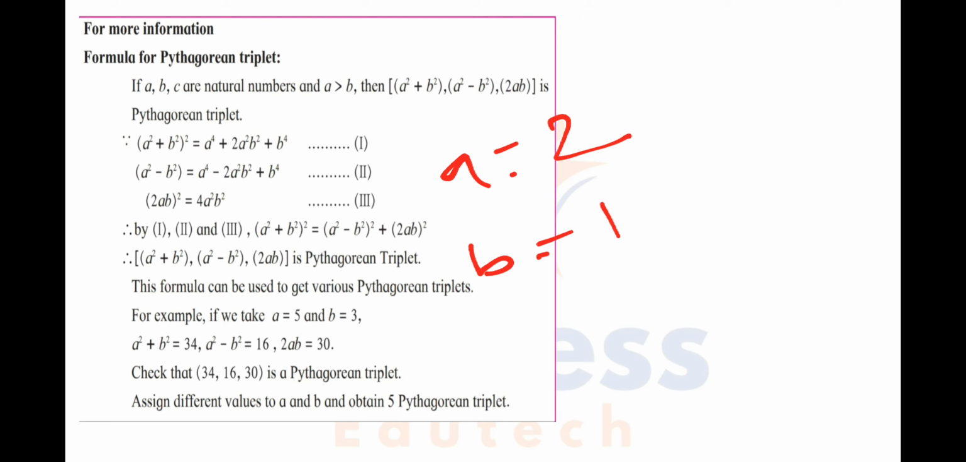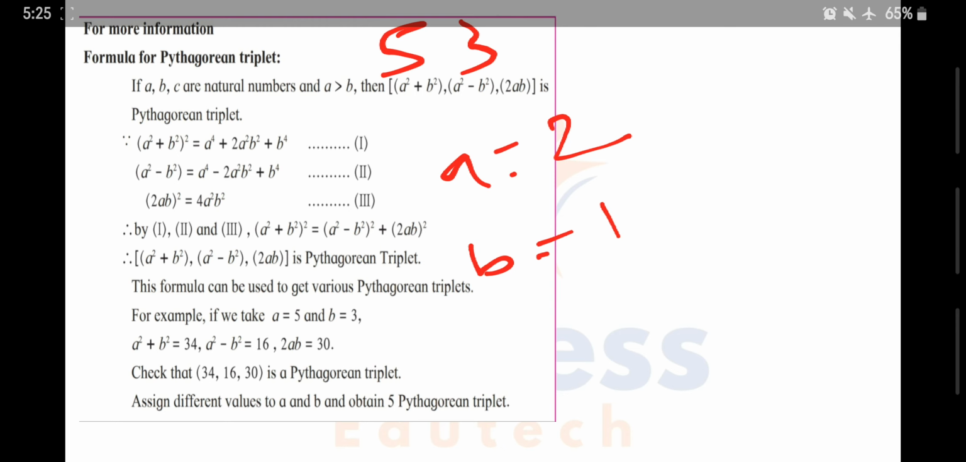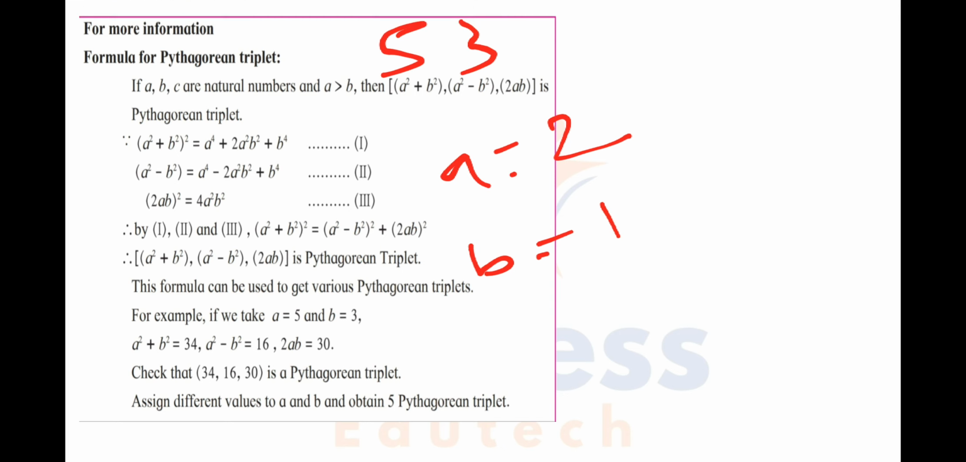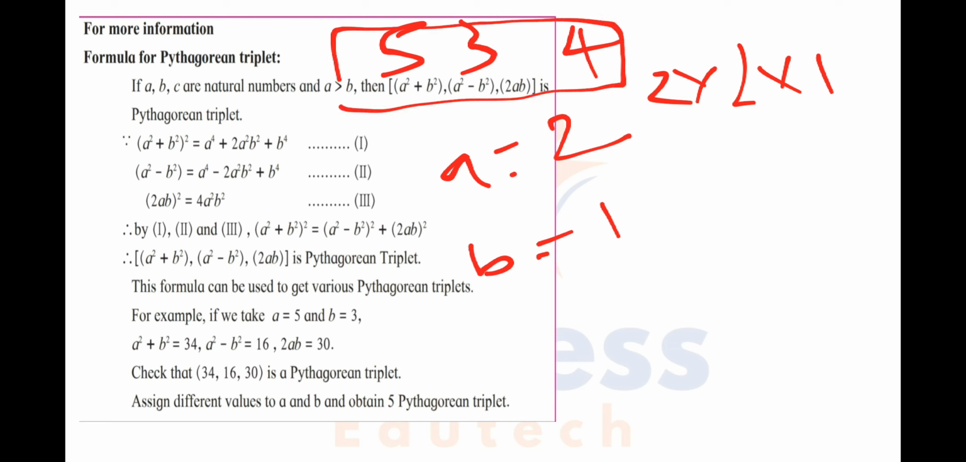Now check whether with these two combinations we get a Pythagorean triplet or not. If I make A square plus B square, then A square is 2 square, which is 4, and B square is 1 square, which is 1. So I get the first number as 5. The second number is 2 square minus 1, which is 4 minus 1, that gives 3. And twice AB, twice A into B, so 2 into 2 into 1, I get 4. So these numbers are a Pythagorean triplet.